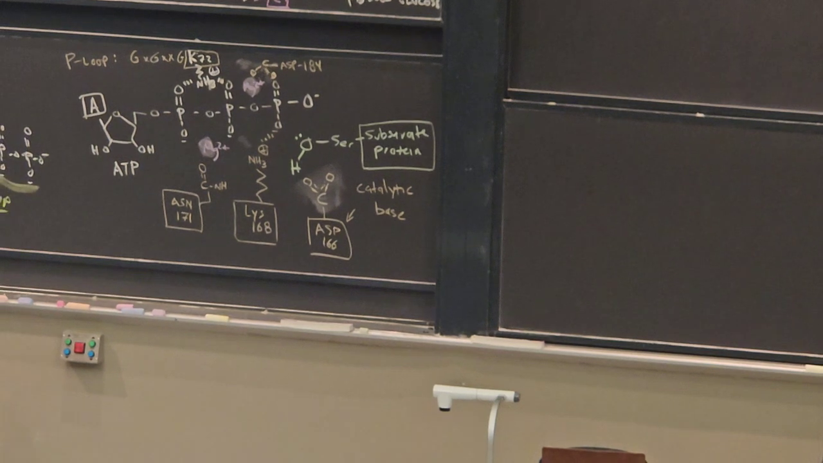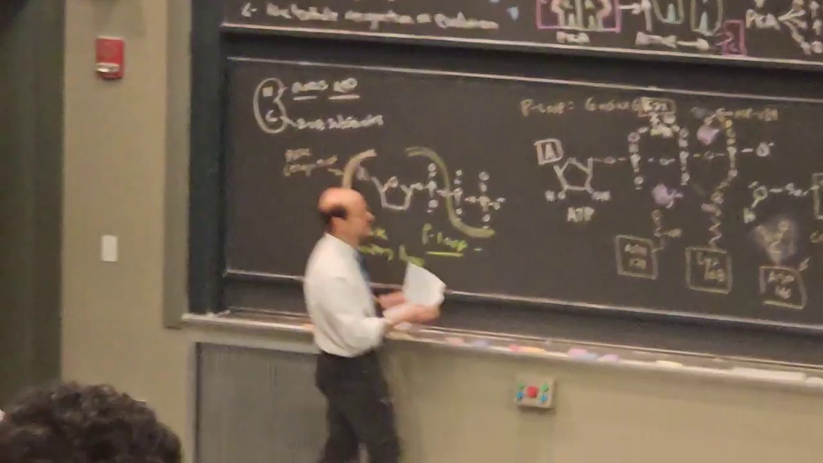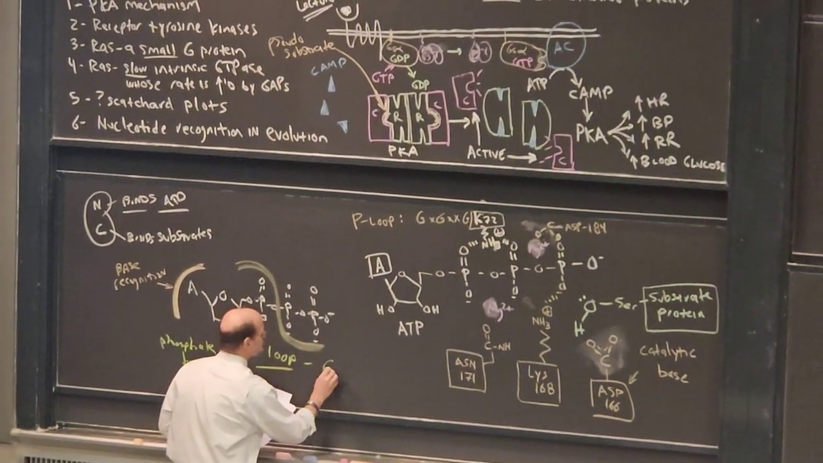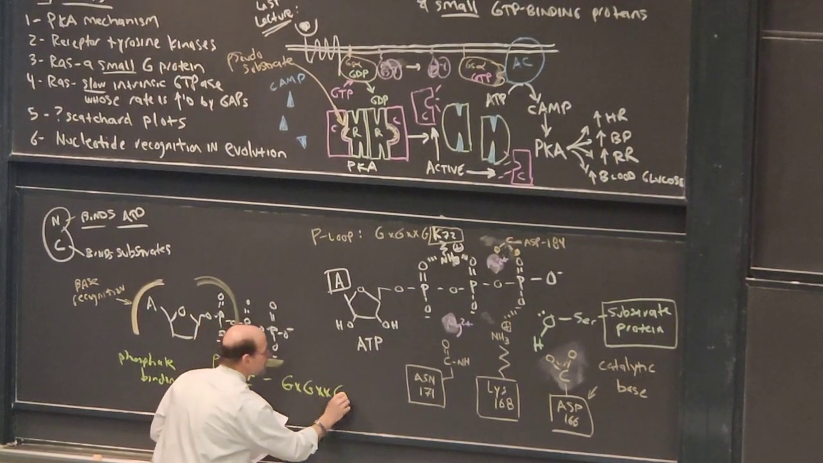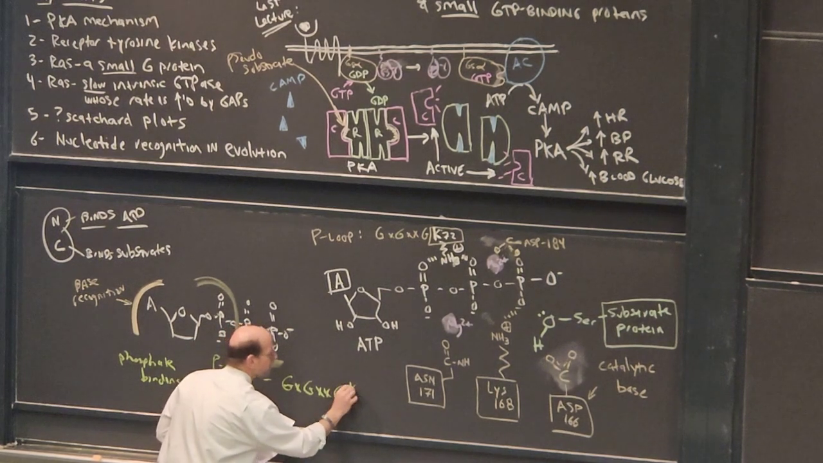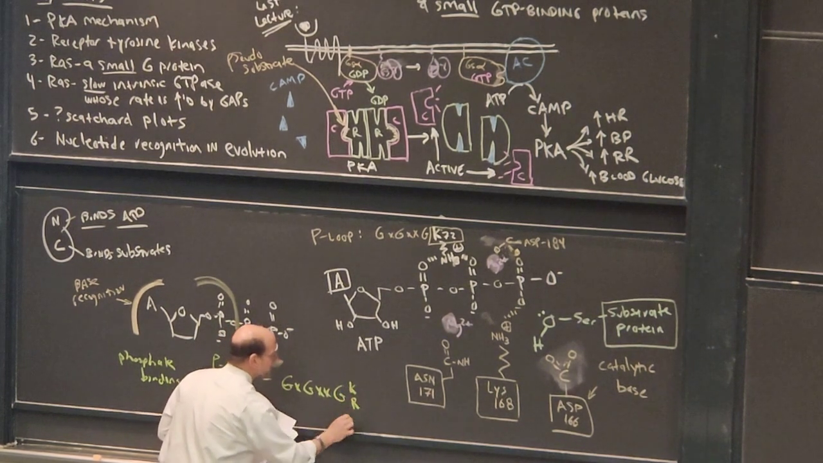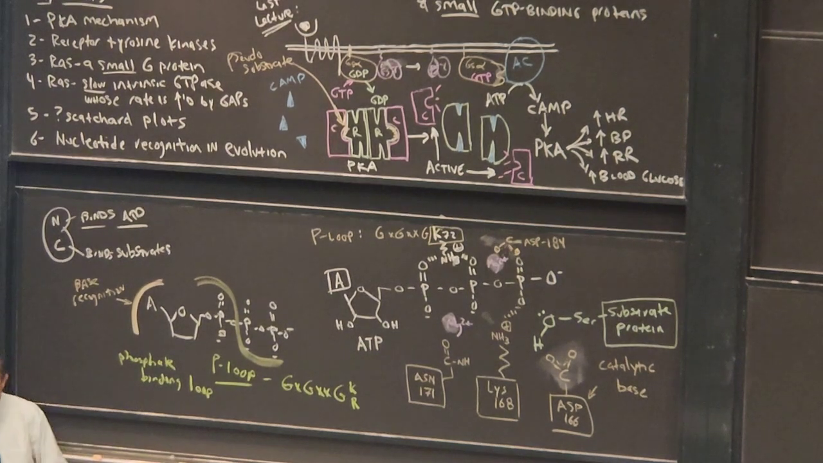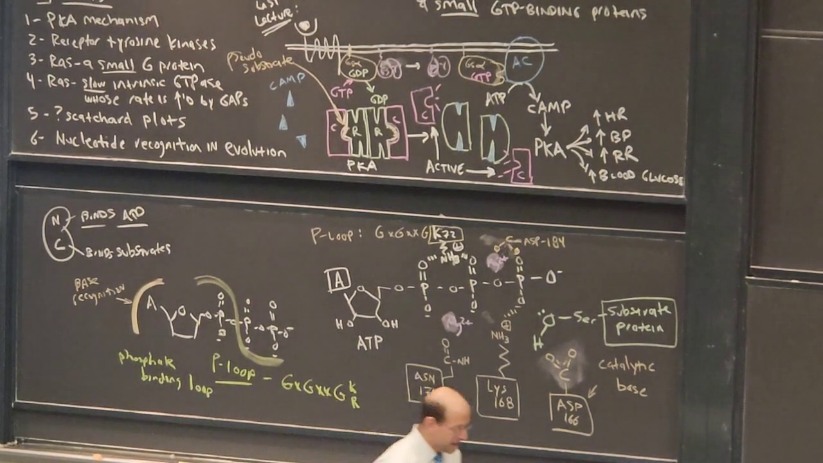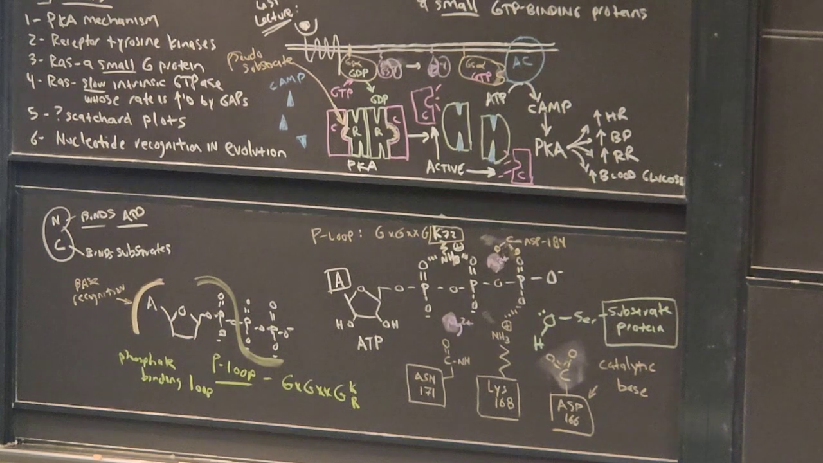And in order to accommodate that, that loop is typically glycine rich. And for us, its consensus motif will be glycine, X, X, X, glycine. And often, but not always, a basic residue, like a lysine or an arginine. Okay, that's the consensus motif for that P loop. And again, let's take one more look at PKA.